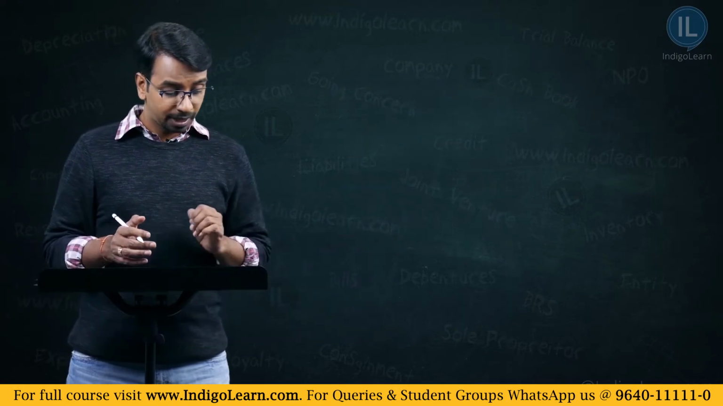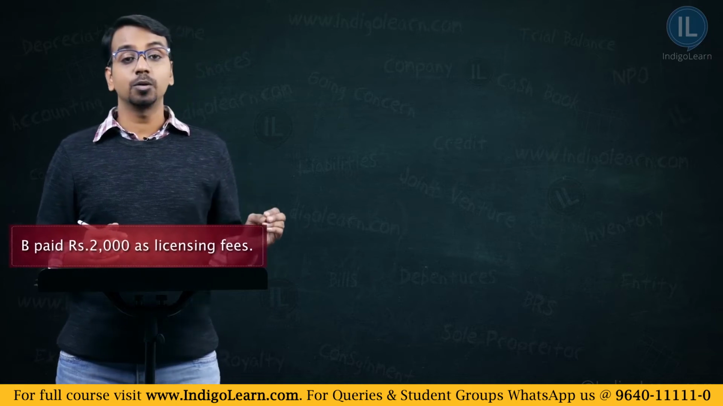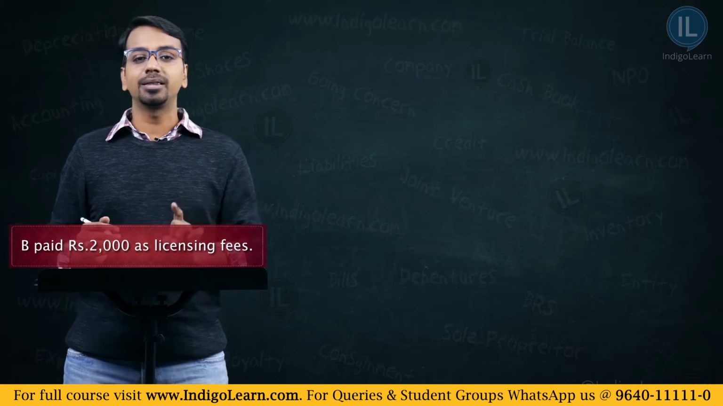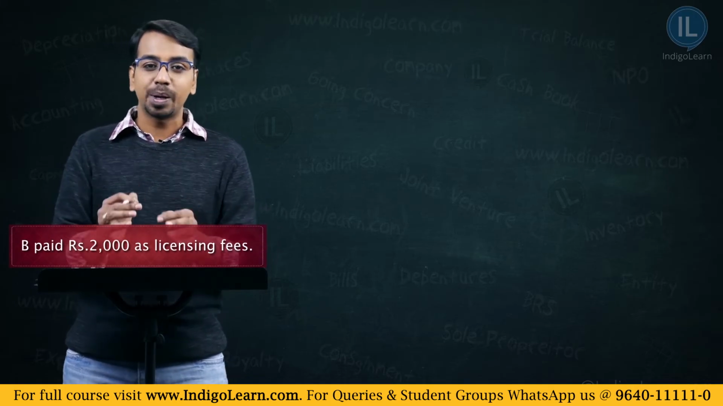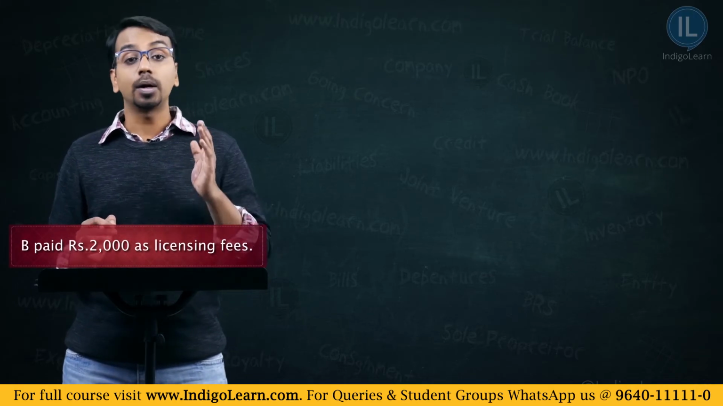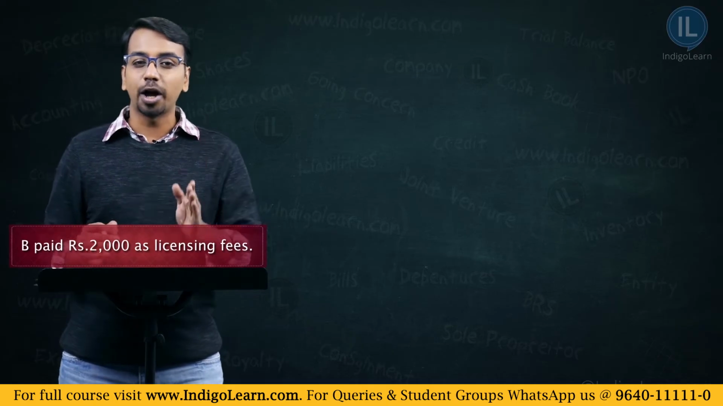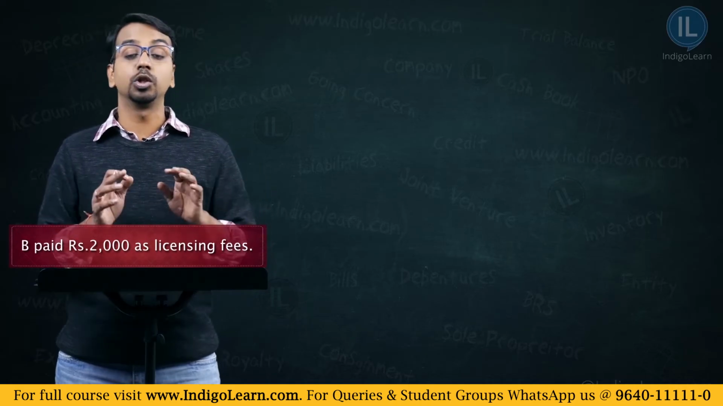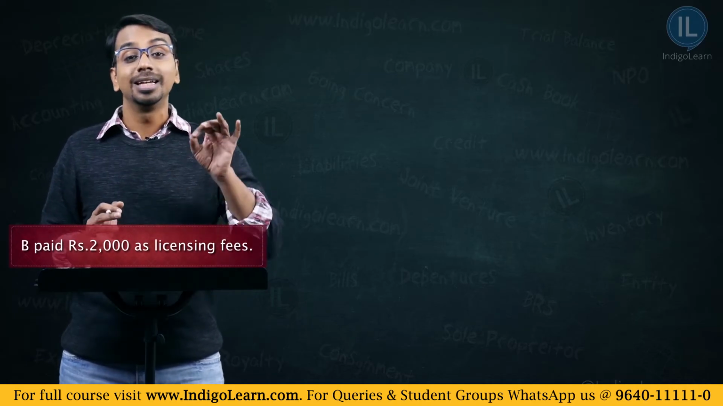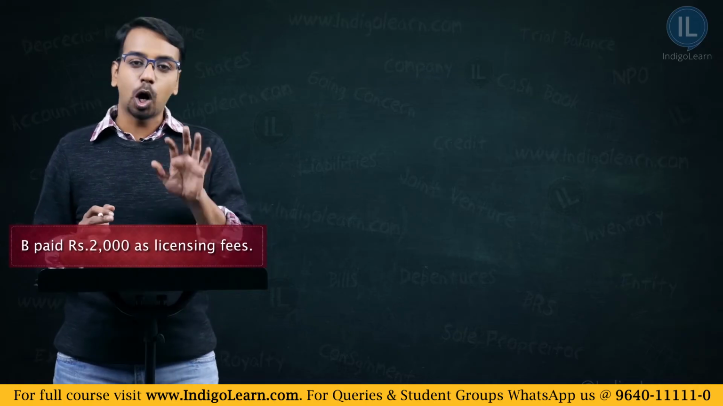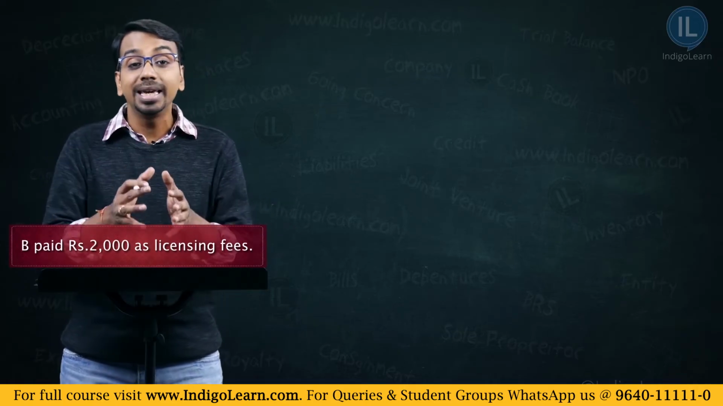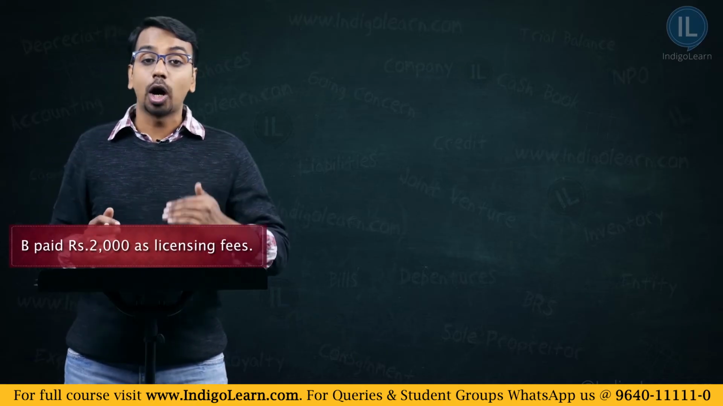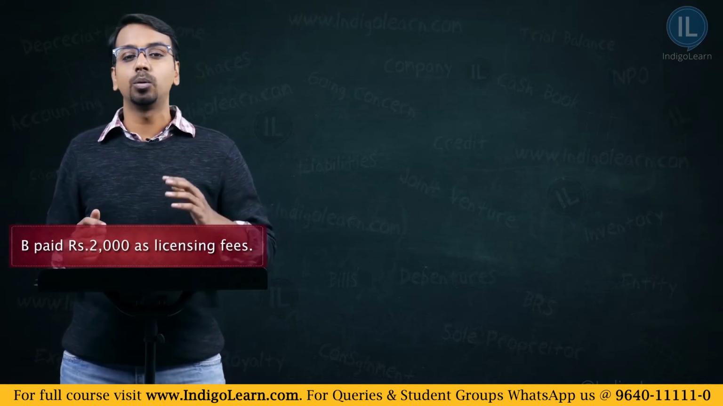Let us read further. It says B paid 2,000 as license fees. Who paid the license fees? B paid the license fees. Is it an expenditure for the joint venture? Yes. So what will you do? You will debit the joint venture account. But what will you credit? Will you credit the joint bank account? You will not credit the joint bank account because the amount has not been paid through joint bank. B has paid the amount. This amount is payable to B now, or the joint venture must reimburse this amount to B.